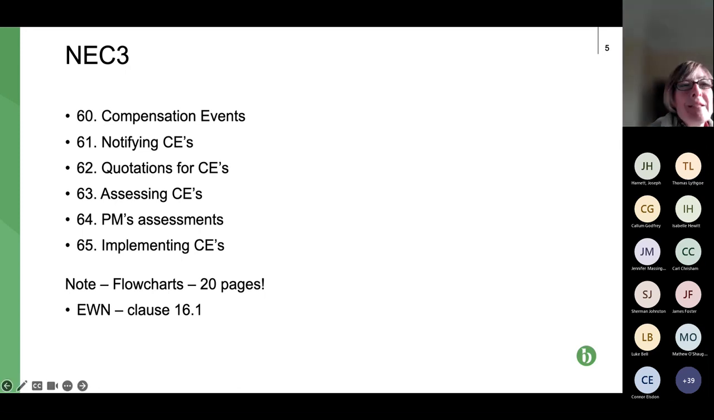The other thing I want to say on this slide is EWN, early warning notices. They're dealt with at clause 16.1. We're going to be touching upon them, but just bear in mind they are required, but it's dealt with in a separate section of the contract to the compensation events, and it is separate, albeit related. So next slide, please, Jen.